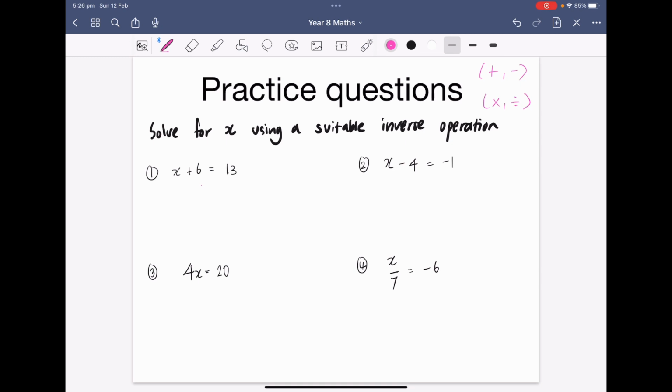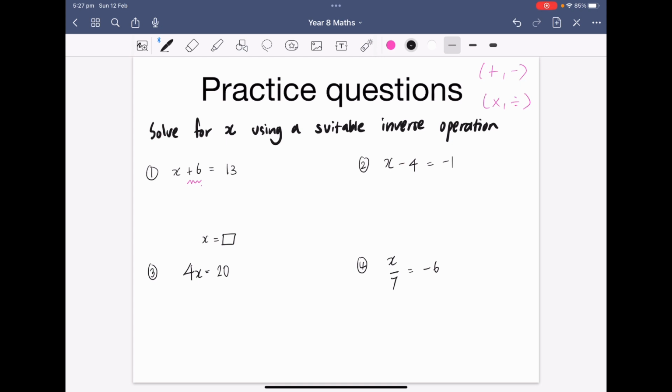x plus 6 equals 13. We're trying to look for the value for x. What is x to make this equation true? Now, for you to get to the answer where x equals a number, you need to get rid of everything around the x. For question number 1, you see that there is a plus 6. So you need to get rid of plus 6 first in order for x to equal a certain number, and that would be the answer.